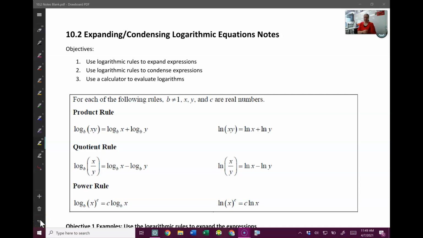Welcome to lesson 10.2. In this lesson, we're going to introduce 3 rules for logarithms. And I'll warn you right now, these rules are kind of weird, kind of funky, but they're specifically rules of logarithms. These rules do not work with anything else. They don't work with sines. They don't work with square roots. They don't work with anything. It is specifically logarithmic rules.